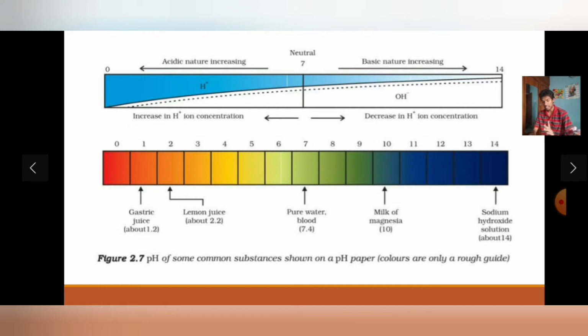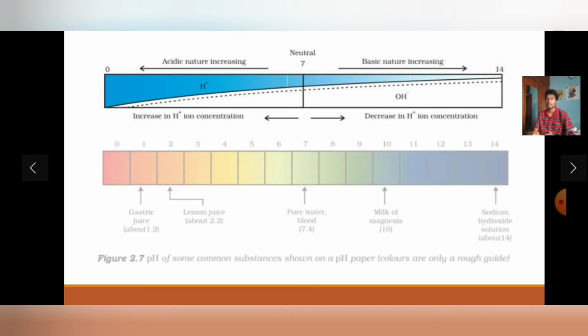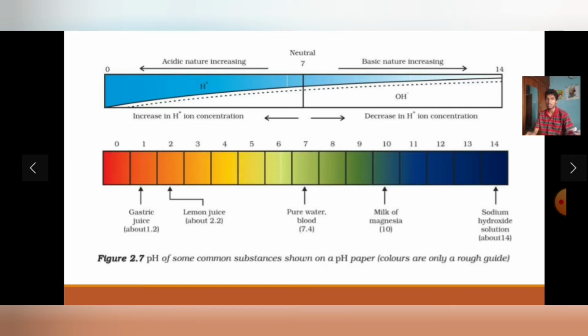The first one we can see here is the gastric juice. You know that gastric juice is produced in our stomach when we eat food, which helps us in digestion of food. The second one is lemon juice. It contains citric acid in it, so basically this is also acidic, very acidic.